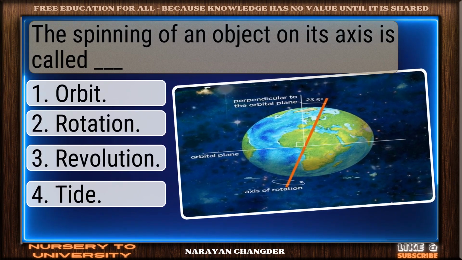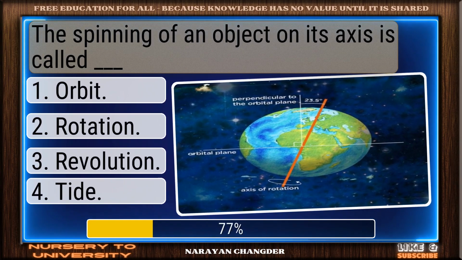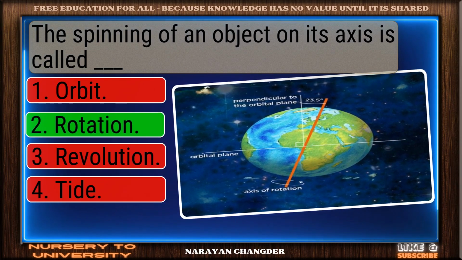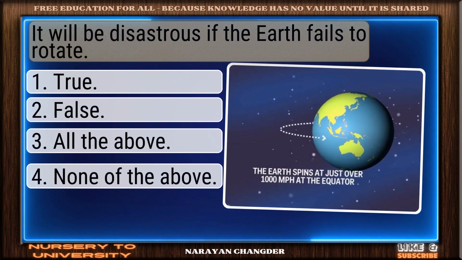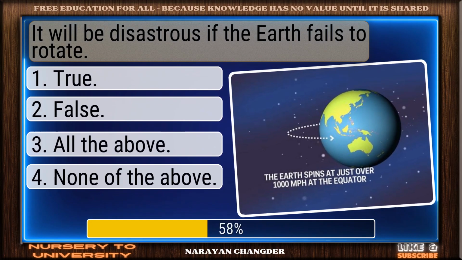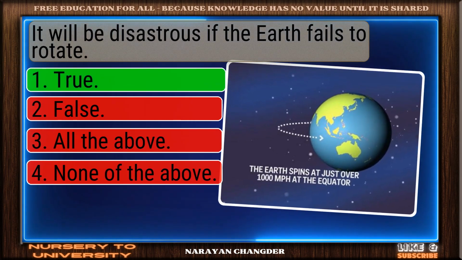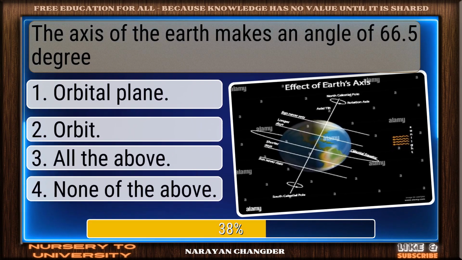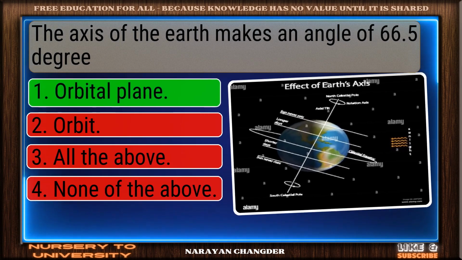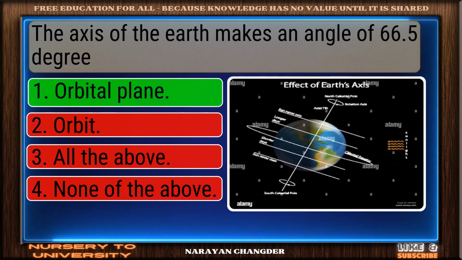The spinning of an object on its axis is called dash. Bravo. Rotation is the answer. It will be disastrous if the Earth fails to rotate. Sharp thinking. True is the right choice. The axis of the Earth makes an angle of 66.5 degrees. You got it. Your choice orbital plane is right.